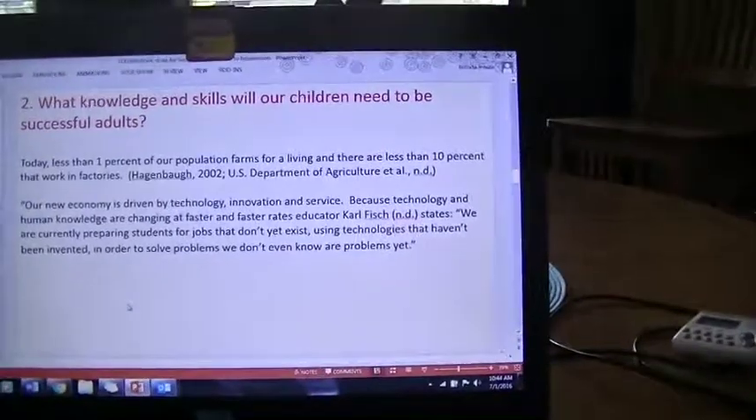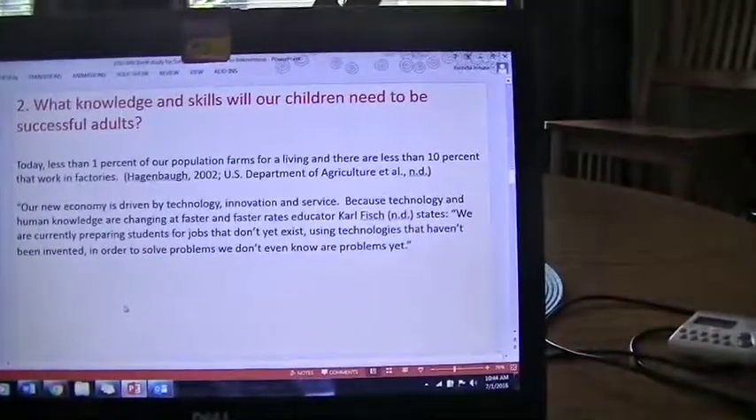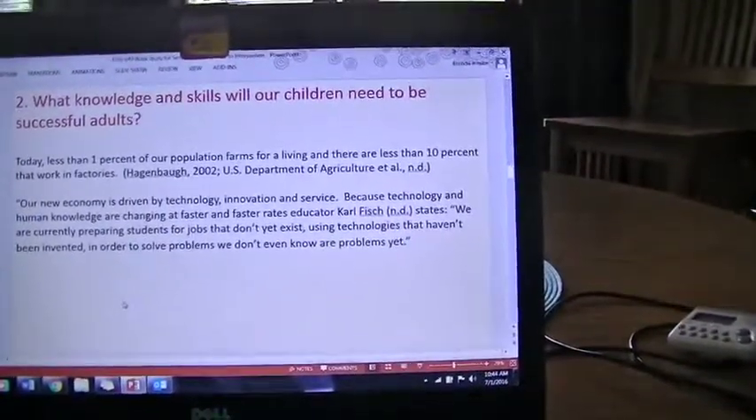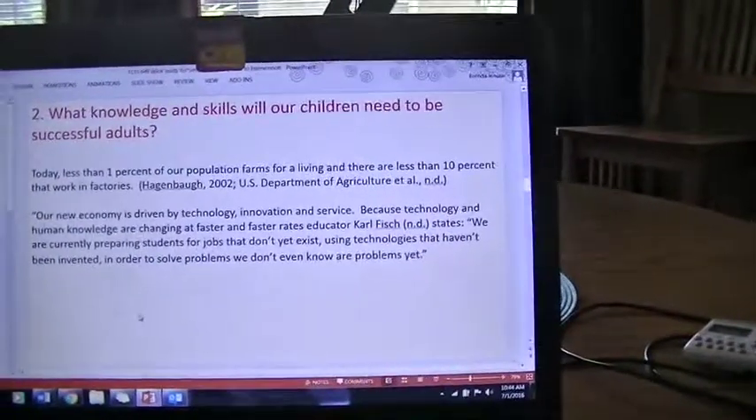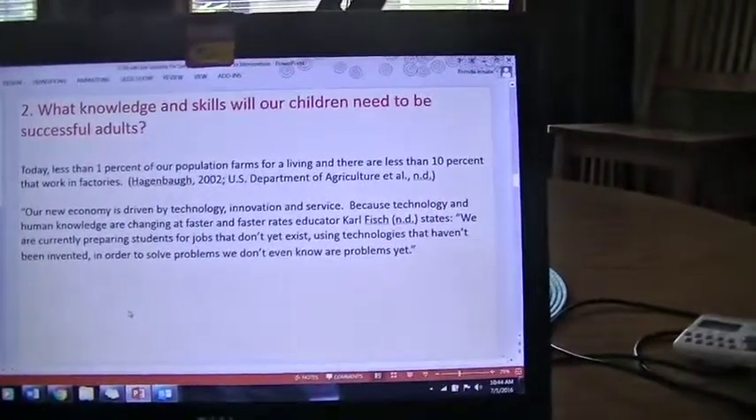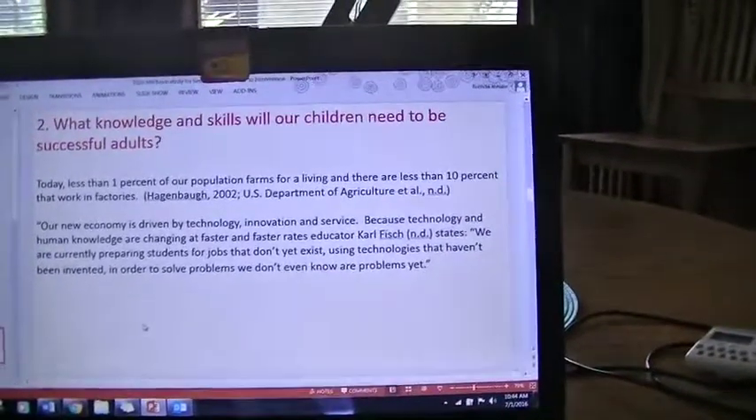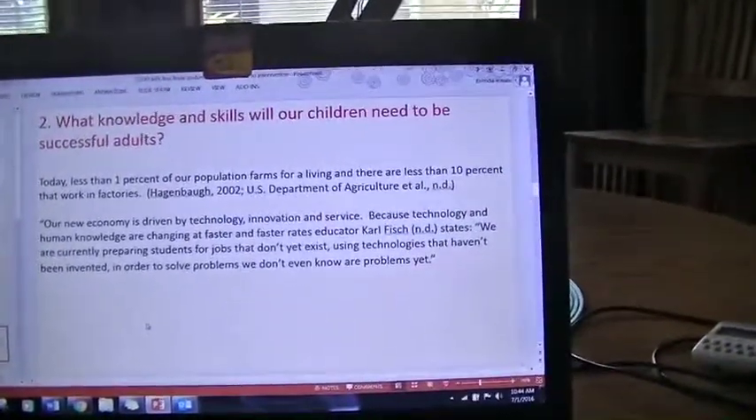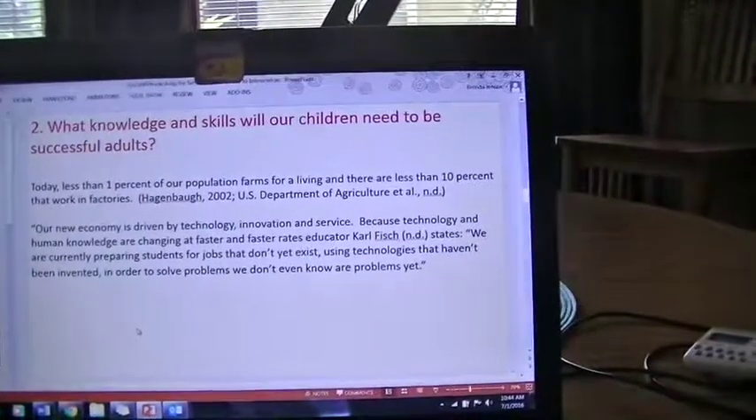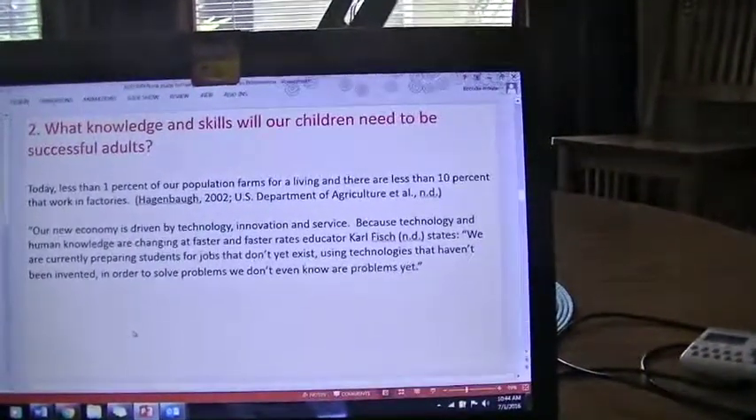And the second one is, what knowledge and skills will our children need to be successful adults? And this basically talks about how we are preparing students for jobs that don't even exist, and technologies that haven't even been invented will be used in order to solve problems that we don't even know about yet. So this is kind of a difficult situation in this case.